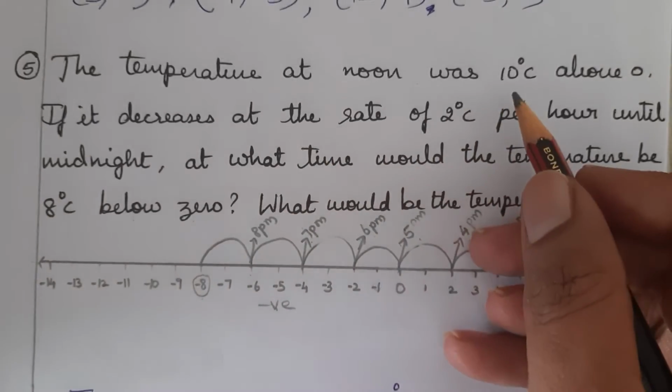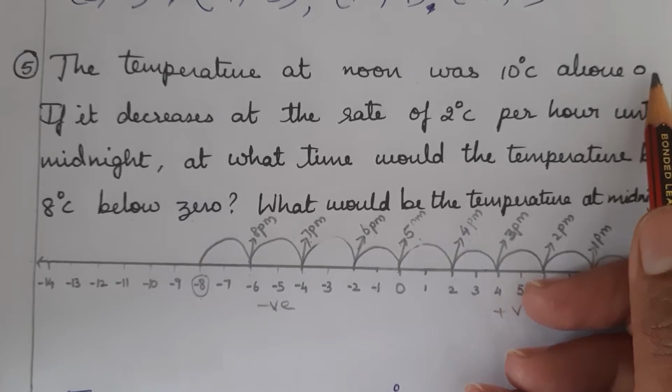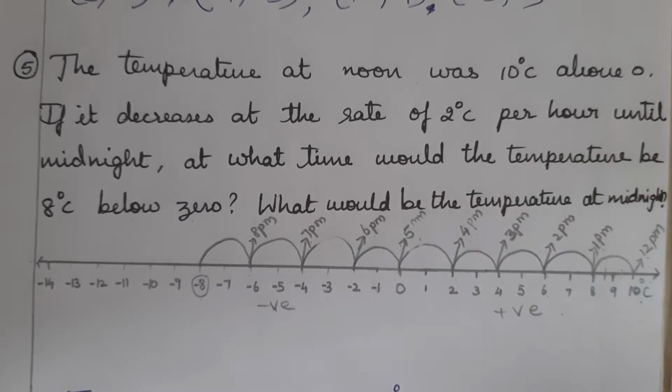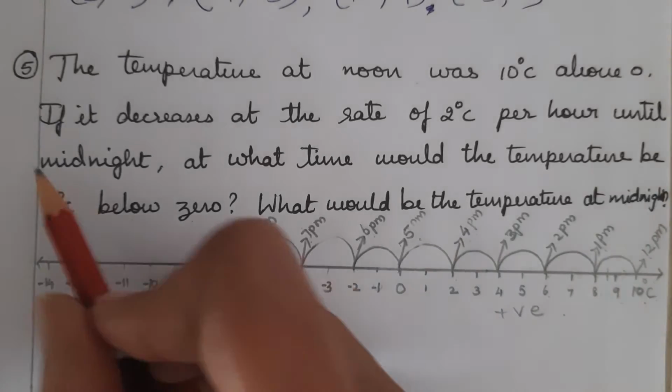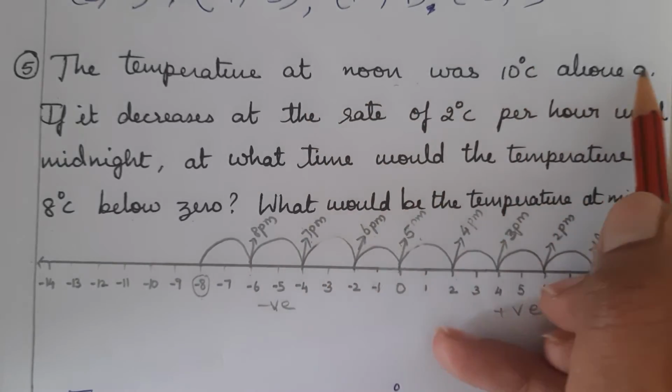The temperature at noon was 10 degrees Celsius above 0. What do you mean by 10 degrees Celsius above 0? That is, above 0 is always positive and below 0 is always negative. Above 0 means 1, 2, 3, 4, 5, 6, etc. And below 0 means it's minus 1, minus 2, minus 3, minus 4, minus 5, minus 6, etc. Okay. So, the temperature at noon was 10 degrees Celsius above 0.